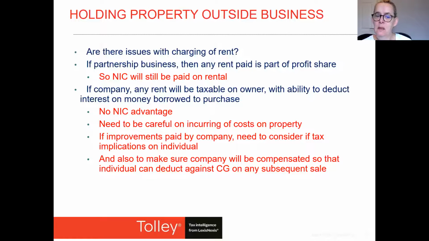On a partnership business, if you are a partner who owns the property personally outside of the partnership business, basically any rent that is paid to that individual partner is treated as part of the profit share. So the partnership does not get a deduction for it, and the individual is not taxed on it separately. It is effectively taxed as part of their profit share. It's the same answer unless there are different rates of tax paid by different partners. But what that means is, because it is part of the partnership profit share, there will be class 4 national insurance contributions on it.